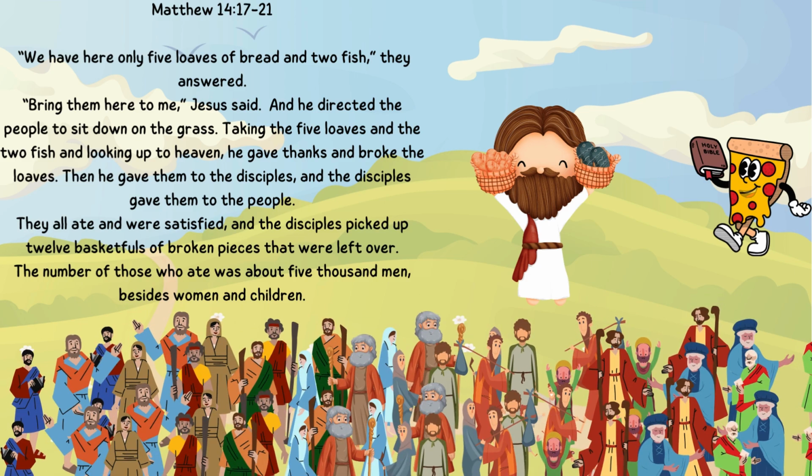Matthew 14:17-21. We have here only 5 loaves of bread and 2 fish, they answered. Bring them here to me, Jesus said. And he directed the people to sit down in the grass. Taking the 5 loaves and the 2 fish, and looking up to heaven, he gave thanks and broke the loaves. Then he gave them to the disciples, and the disciples gave them to the people. They all ate and were satisfied, and the disciples picked up the 12 basketfuls of broken pieces that were left over. The number of those who ate was about 5,000 men, besides women and children.